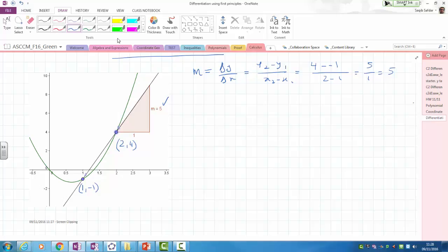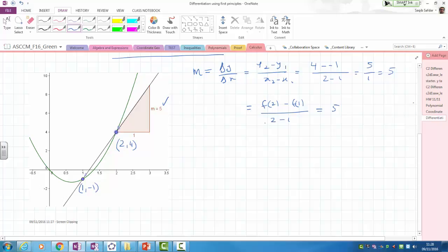Let's now use some algebra. Before we move on to algebra, we can just switch to f(x) notation. So at this point, my y2 is really f of 2, take away f of 1, divided by the change in x, which is simply 2 take away 1. And that gives me the same result. Do you agree?